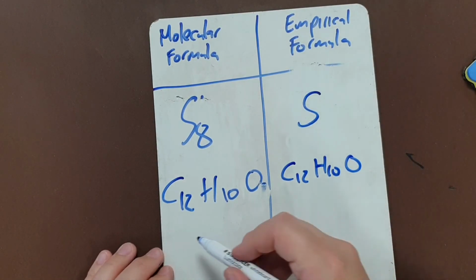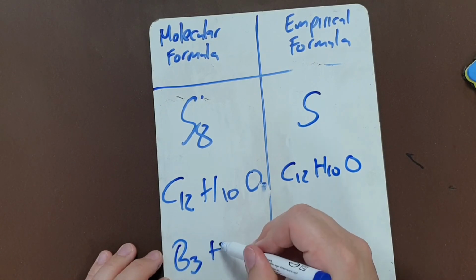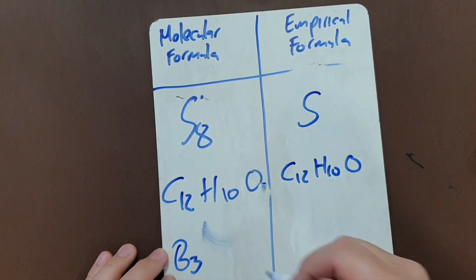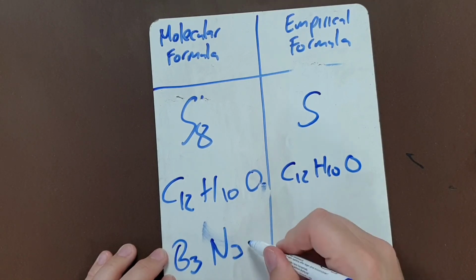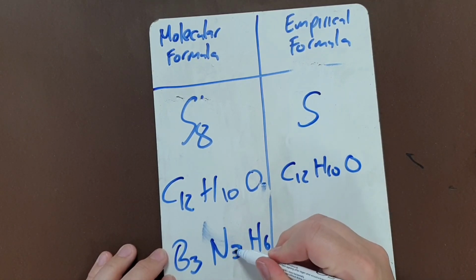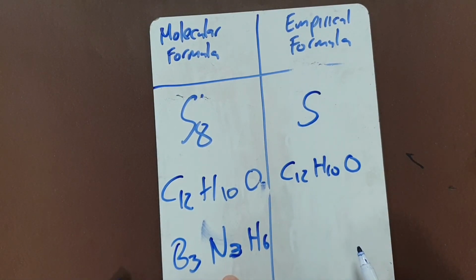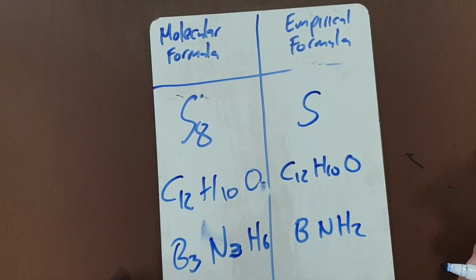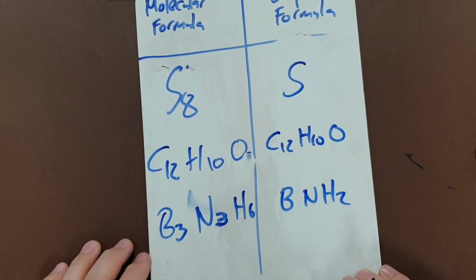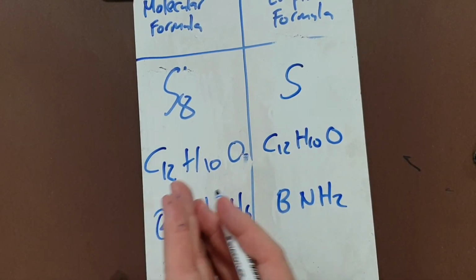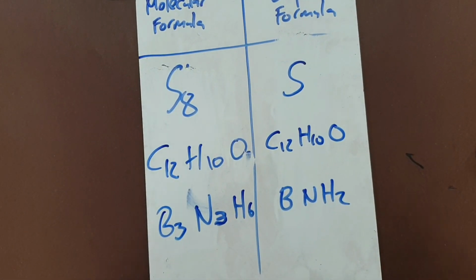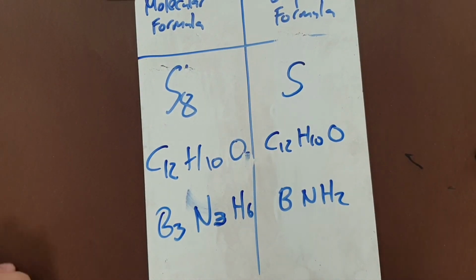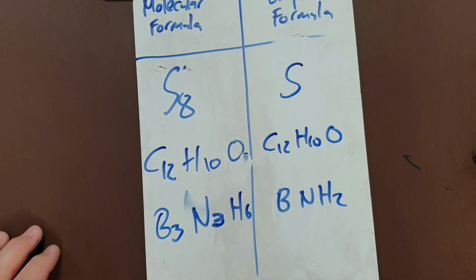And so do one more. So B3N3H6. The largest number that we can divide all those by is 3, so we get BNH2. 3 divided by 3, 1. 3 divided by 3, 1. 6 divided by 3, 2. So if you're given the molecular formula, that's how you work out the empirical formula. If you're given the masses of the reactants and you need to work out the empirical formula, that's where you want to see the separate video, which is how do we calculate the empirical formula.